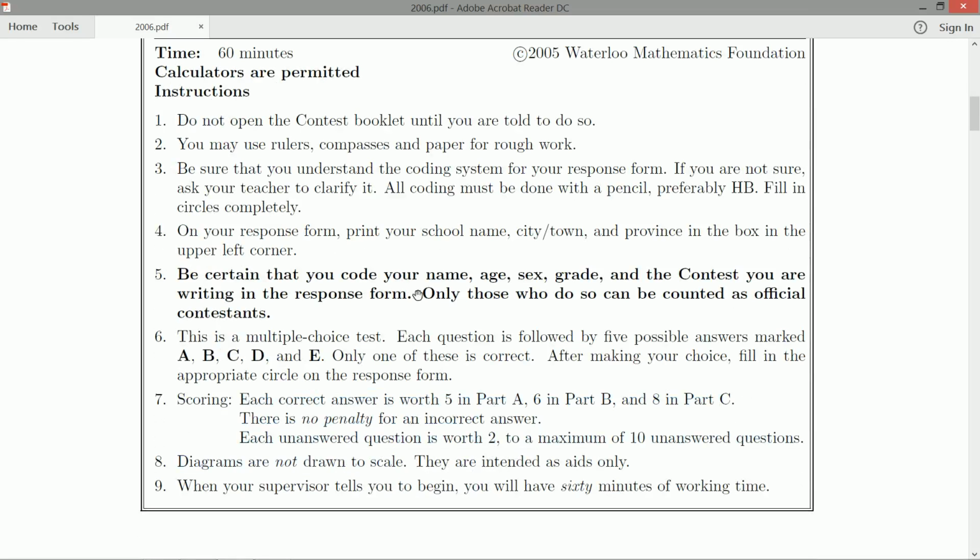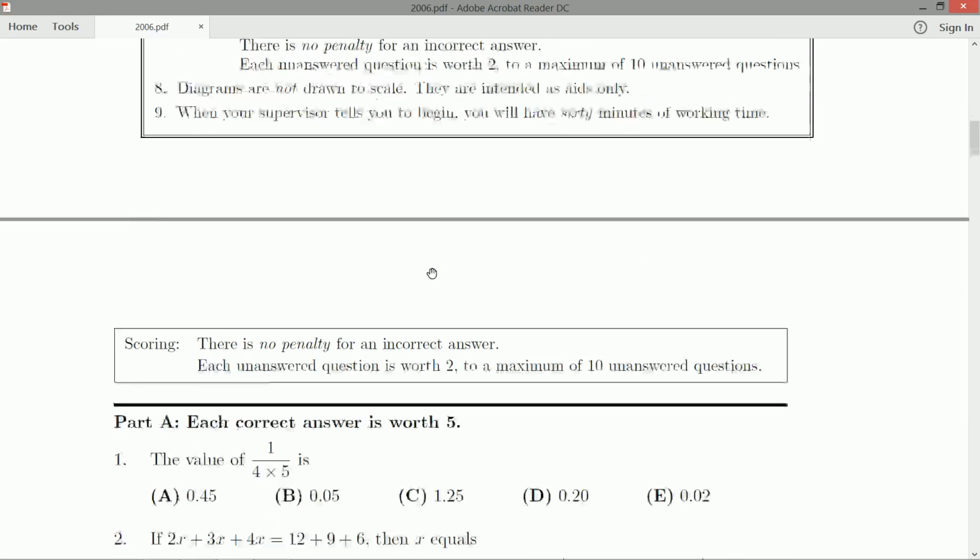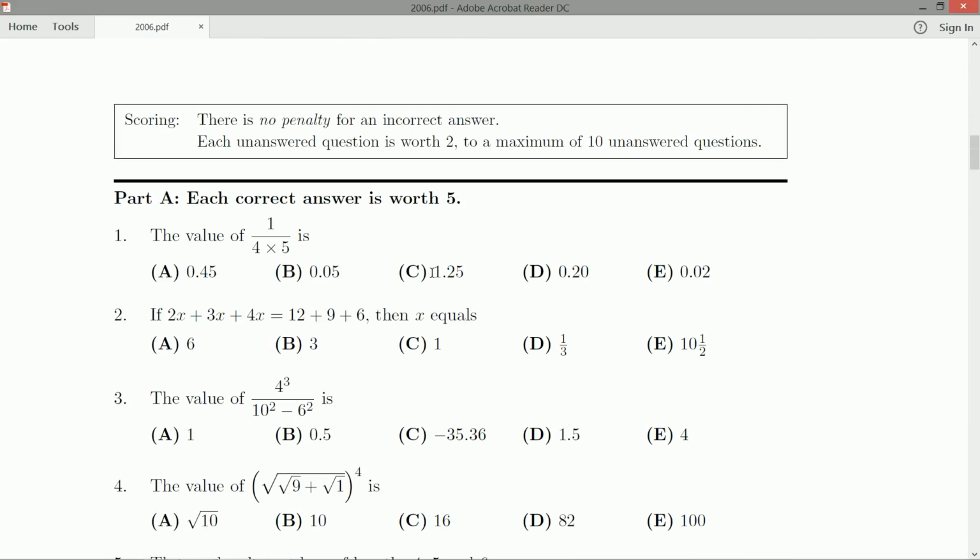And little other things, download a copy for yourself and you can read through this. It's important to know, just for any contest, not just the Waterloo ones, but for any contest, what you are required to do and what you are allowed to do and not allowed to do. Anyway, we're going to start off simple with question number 1.